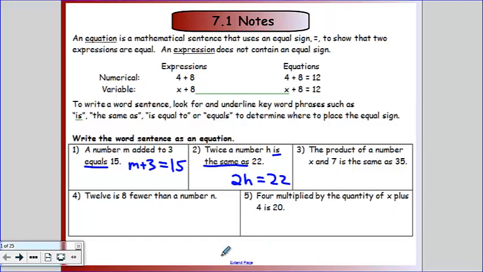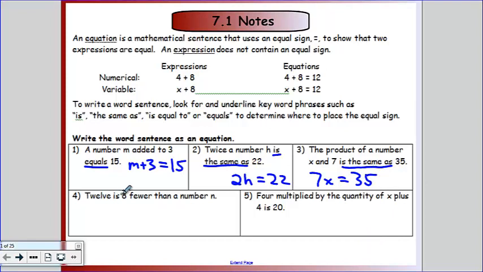Number 3, the product of a number x and 7 is the same as 35. Is the same as represents the spot for the equals. Prior to it, we see the product of a number x and 7. Product means multiply, so that would be x times 7, which is best written as 7x. Then we have our equals, and afterwards we just have the number 35. And that's it.